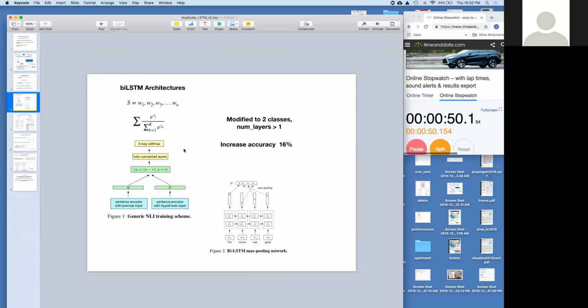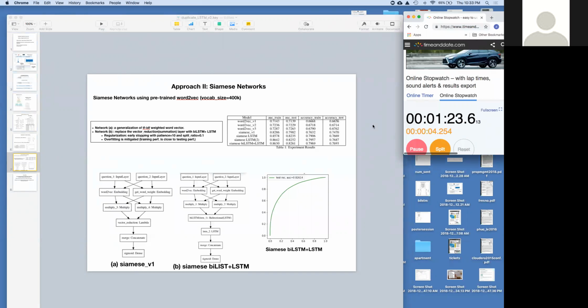Next approach we tried is to generalize the classical TF-IDF model. Our first step is the network architecture A. Notice that if the get word weight layer is exactly the TF-IDF weights, then this model is exactly the same as the TF-IDF model. And this generalization gives us a big performance boost.